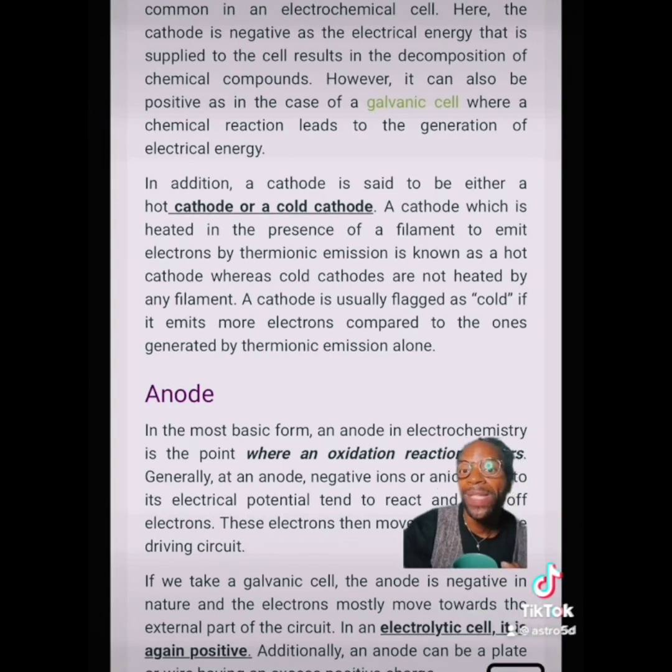A cathode, which is heated in the presence of a filament to emit electrons by thermionic emission, is known as a hot cathode, whereas cold cathodes are not heated by any filament. A cathode is usually flagged as cold if it emits more electrons compared to the ones generated by thermionic emission alone. Moving on to anode at the bottom here, let me get out of your way.